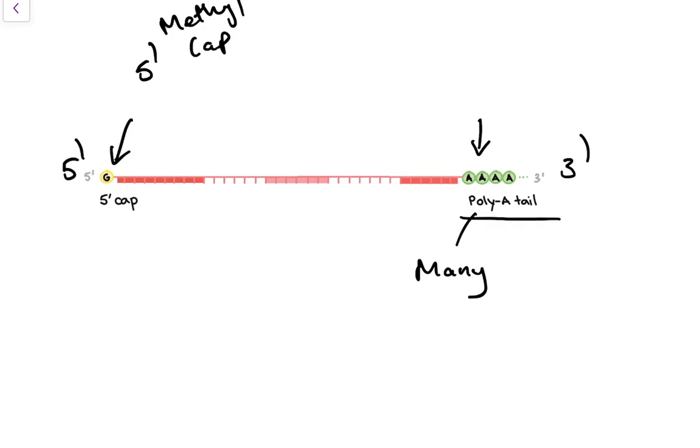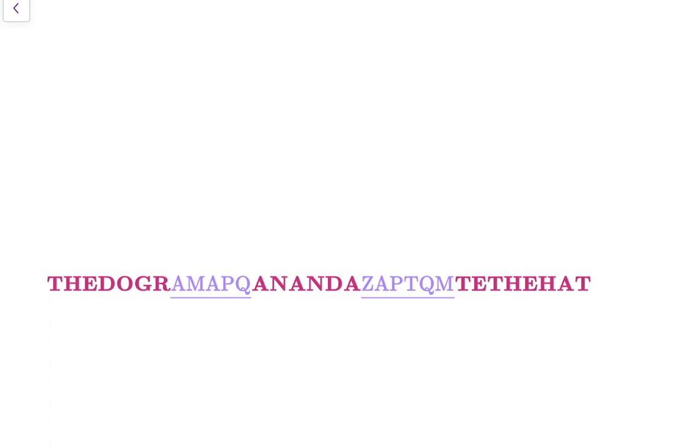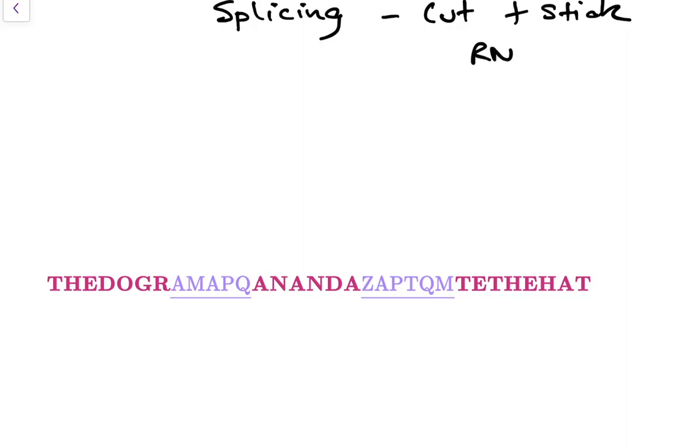So once we've done that, now there needs to be some chopping and sticking together. Looking here, you can see we've got a code, and this is going to be an analogy for what happens in our next step. So the next step is called splicing. Splicing means to cut and stick. So we're cutting and sticking together the RNA, the mRNA. Okay, so look at this and try and read out by looking at that and see if you can see a code. You can see we've got these sections which are highlighted here.